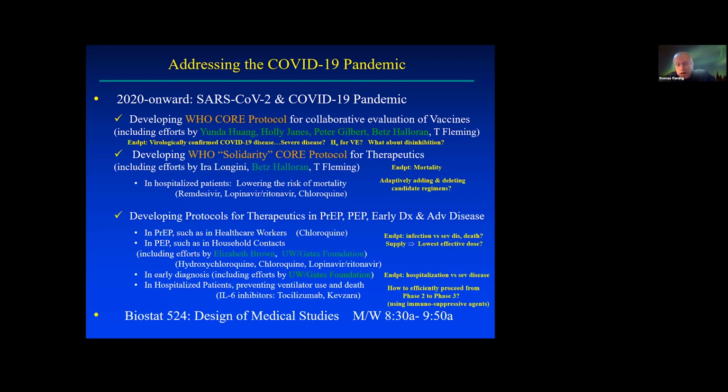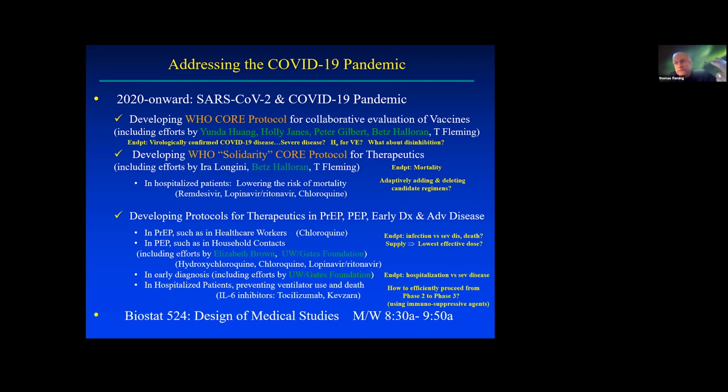Remdesivir, as I mentioned, that was in fact involved in study in Ebola. Again, lopinavir and ritonavir, chloroquine are all agents, and there will be other agents. How do we efficiently add and delete agents from a large core trial? And then in these other therapeutics that we're looking at, what should be the endpoint in PEP and PrEP? So certainly we're leaning on infection, but severe disease and death, again, are what people really care about. And how do you know you've got the lowest effective dose?